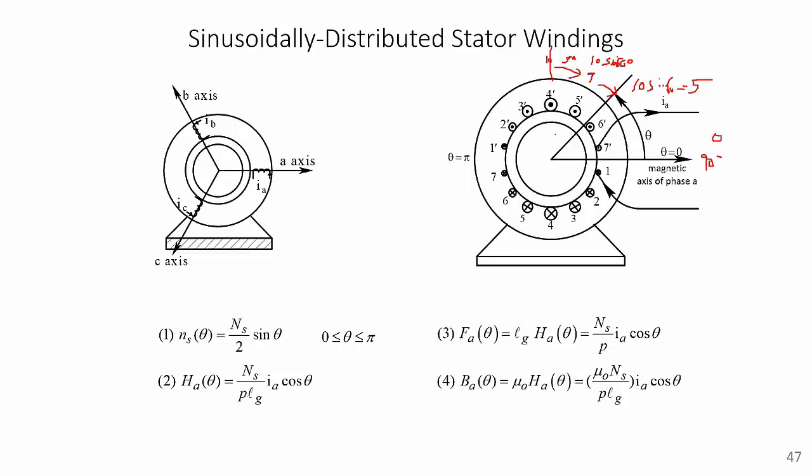So what this essentially means is, starting from slot 1, let's say there is one single turn that goes in and comes out, and at an angle of 30 degrees, the second slot is going to have 5 turns that go in and come out, and so on and so forth.